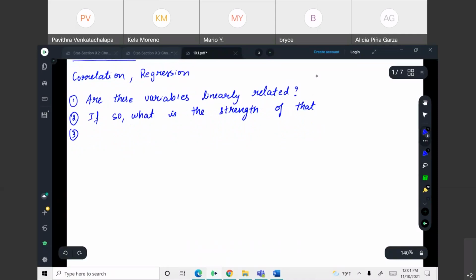So third question, once you know that it is linearly related, you will find the strength of that relationship, and what else? What type of relationship exists? So when it comes to type of relationship, we will be having two types. Generally, we classify that between simple and multiple.